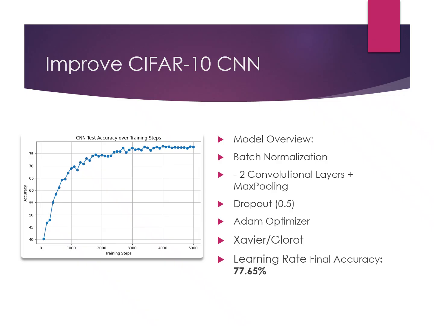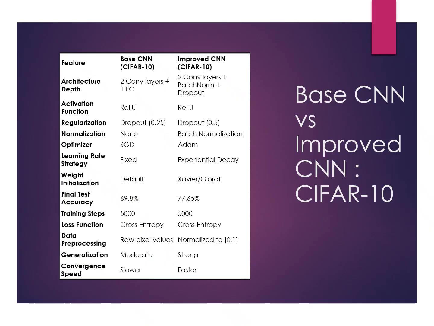Next, I will show a side-by-side comparison between the base and the improved CNN models to highlight the architectural differences and the performance gains. The comparison. So this table summarizes the difference between the basic and the improved CNN. So architectural depth: the basic one had two convolutional layers with one fully connected, whereas the improved one has two convolutional layers with batch normalization and dropout.